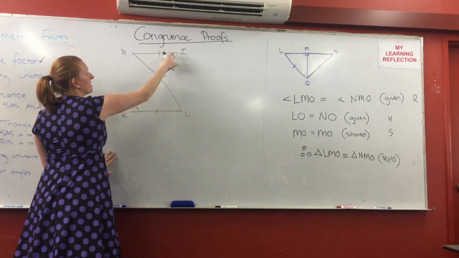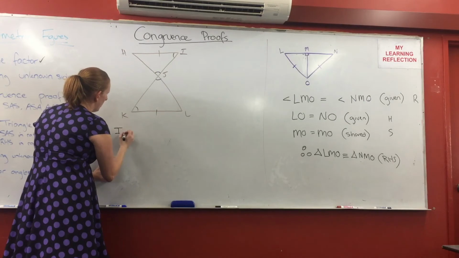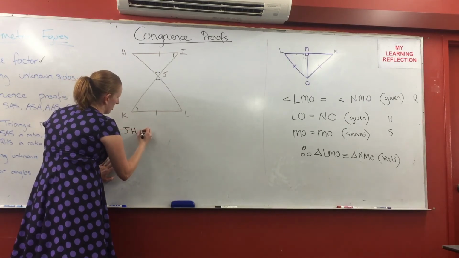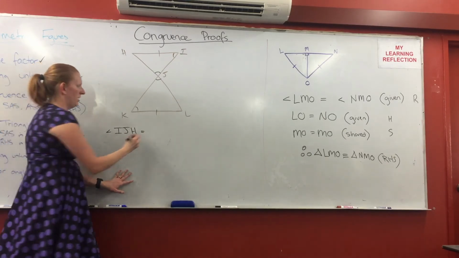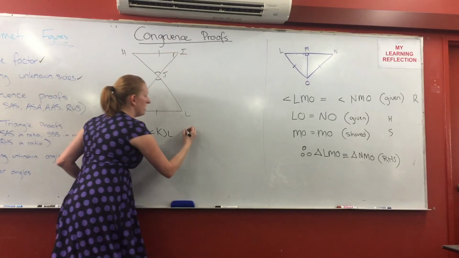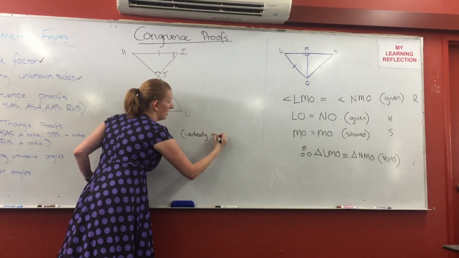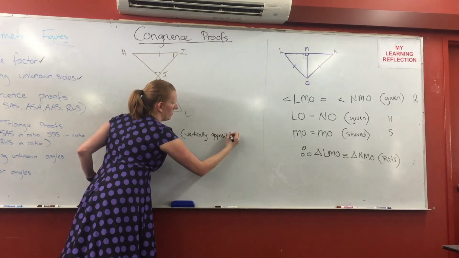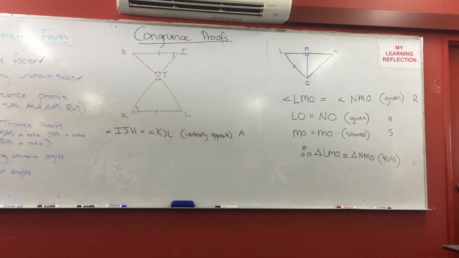J-I-H means I'm talking about this one. How do I talk about this one? I-J-H. Great. So angle I-J-H is equal to K-J-L. Awesome. And how do I know that? It's not given. It's vertically opposite, and that's an angle. Cool. Alright, so I'm using AAS.